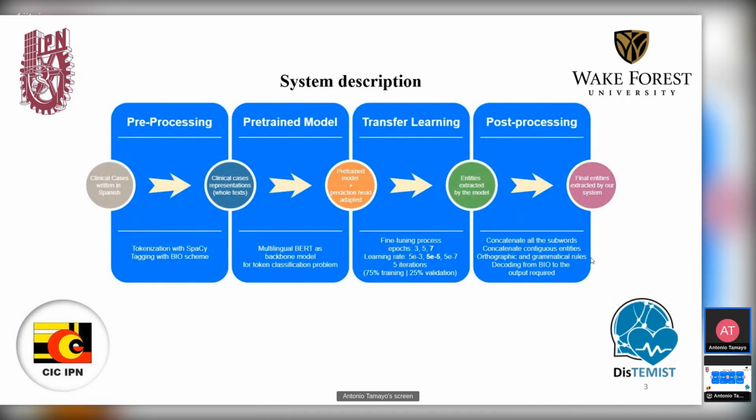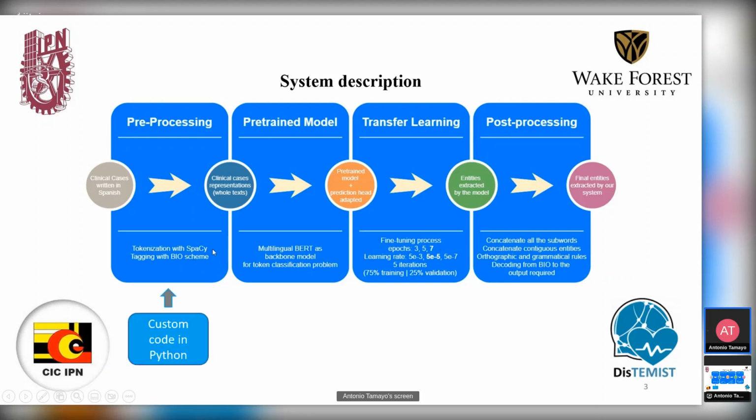Well, with this picture, I'm going to describe our system. Our system consists of 4 stages. The first stage is a pre-processing stage. In this stage, we carry out a tokenization with SPICE, and then we carry out a tagging with the BioASQ scheme. This was carried out using custom code in Python.